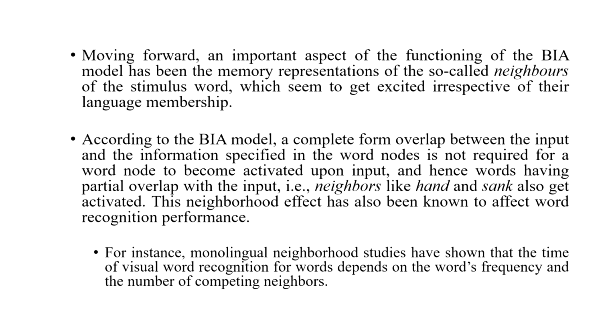Now, according to the BIA model, a complete form overlap between the input and the information specified in the word nodes is not really required for a word node to become activated from input. Hence, words having partial overlap, that is these neighbors like hand and sang, will also get activated when you are presenting the input such as the word sand.